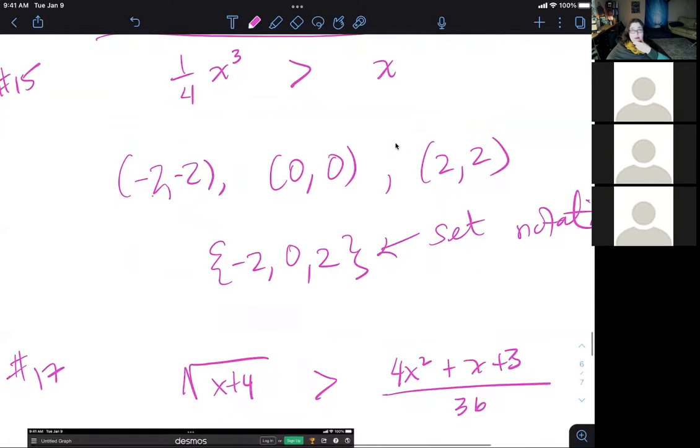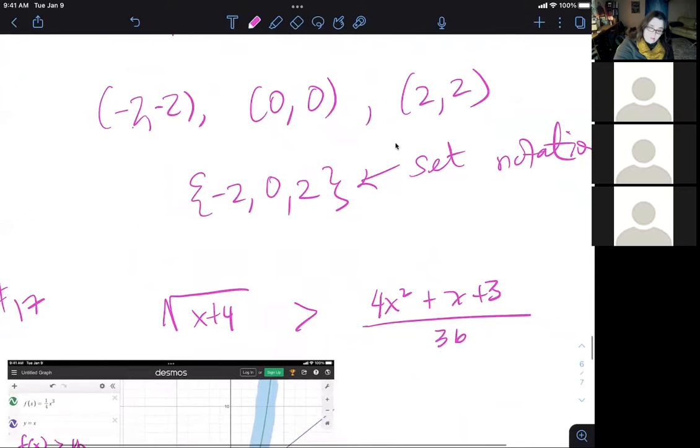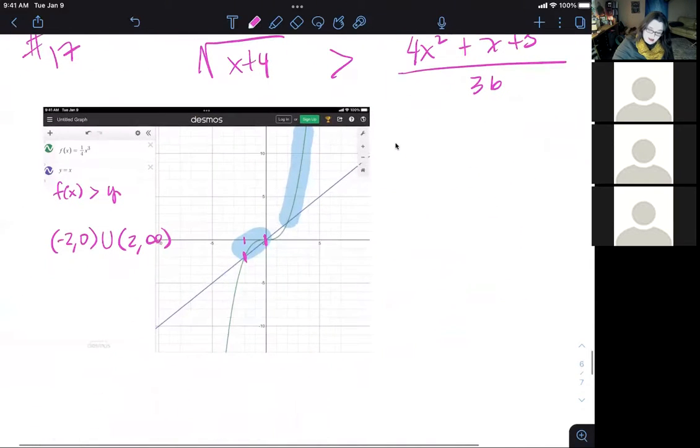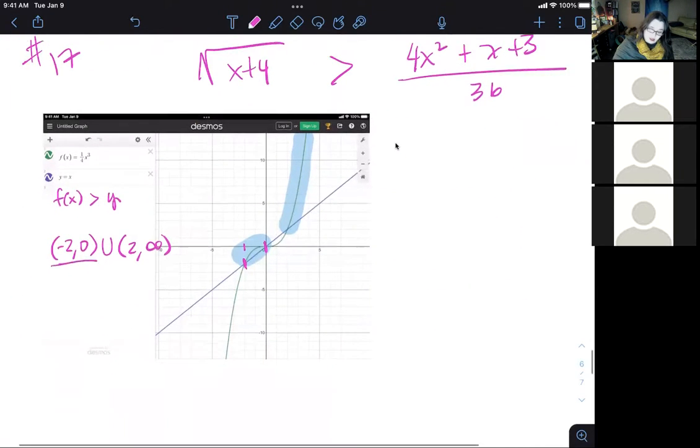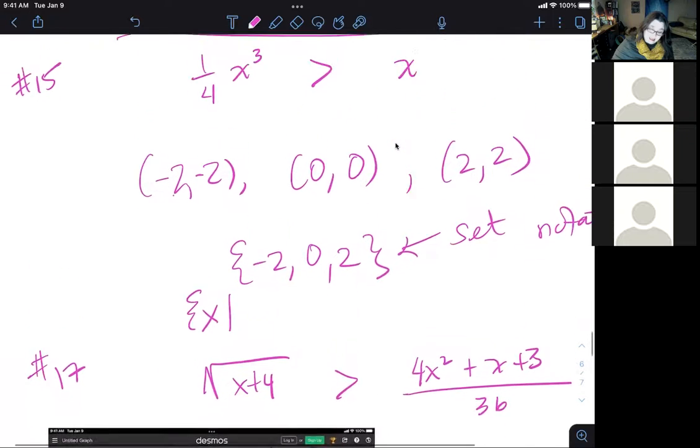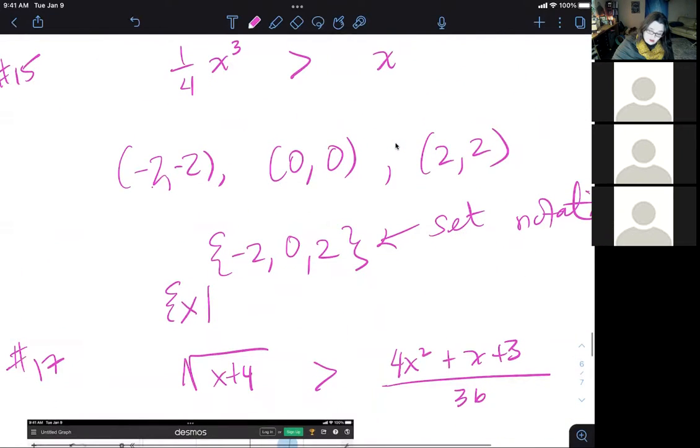Somebody had asked about set builder notation. Another way to write that interval would be in set builder notation. And you would say, okay, the set builder would be x such that, okay, now how do I put this as an inequality? Essentially, x is in between. So you'd have -2 is less than x, which is less than 0. So x is in between those, or x is greater than 2.